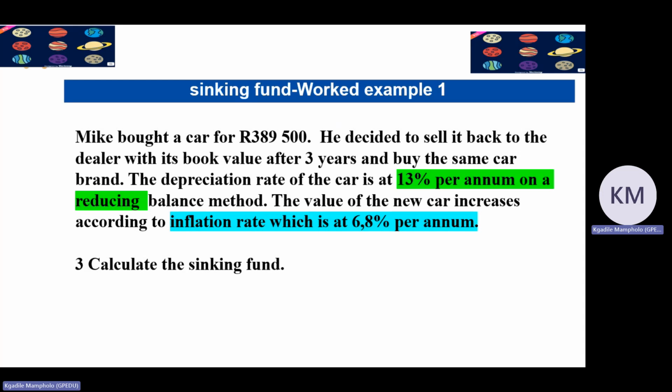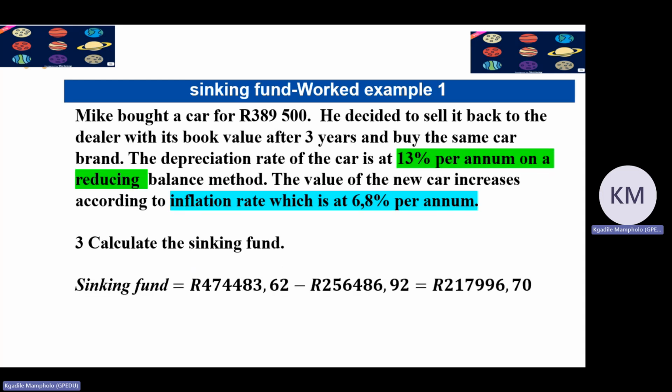Number 3, calculate the sinking fund. As I stated, sinking fund will be the difference between the price of the new car and the price of the old car. It means this is 217,996 rand 70 cents. It means this is the money that Mike has to add to buy the new car after he has traded the old one in.